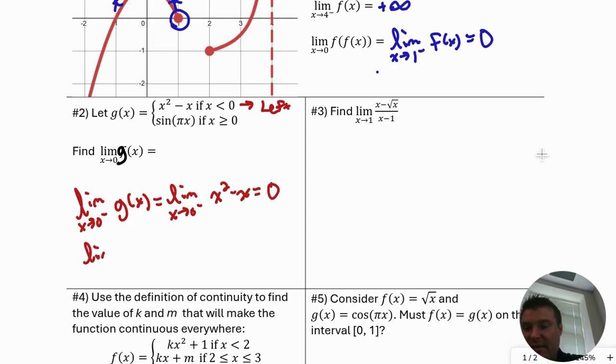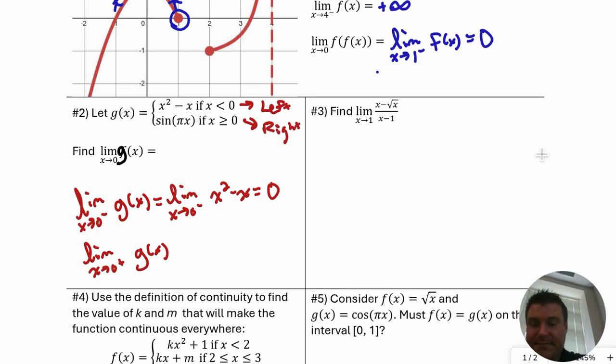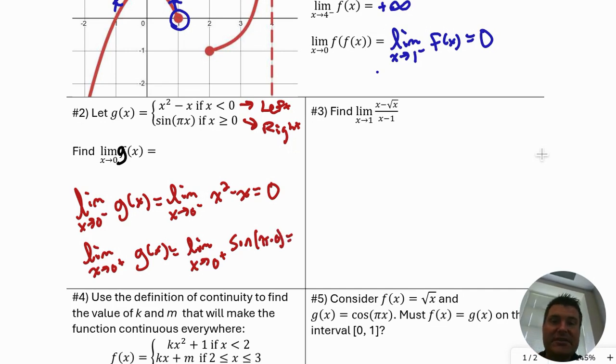And let's look at the right path, which is going to be this bottom one. If we do that, we're plugging in a 0 from the right into sine of pi times 0. Pi times 0 is 0. Sine of 0, you should know this, is 0. So these are both equal. Since these are both the same, the limit is going to exist.